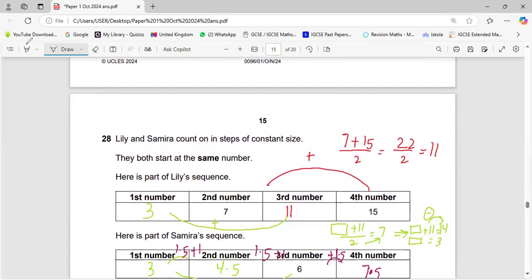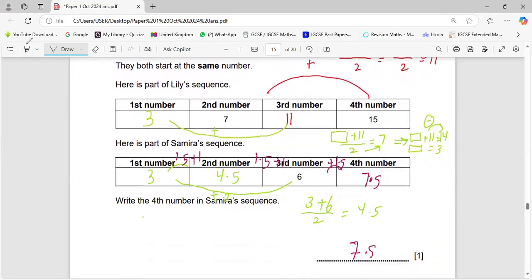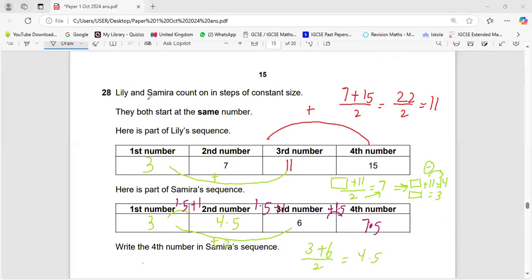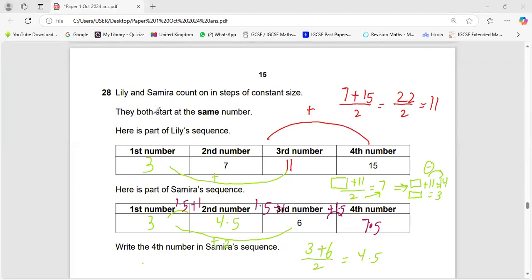Here is a little bit harder than before, because it depends on a sequence. Two girls make a sequence. They both start with the same number. How to find the missing number? Here we have a missing one. We have a rule in the arithmetic sequence: if you add the first and the fourth and divide by 2, we get the middle.